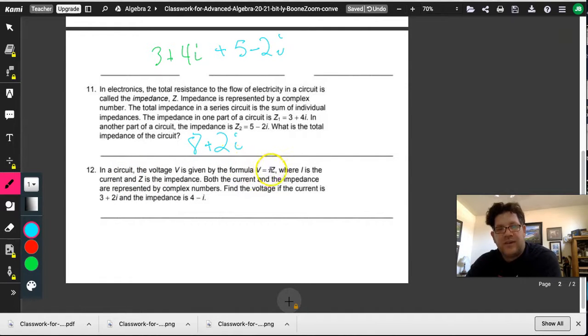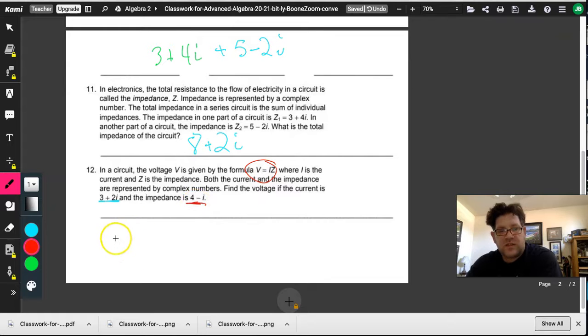All right, in the circuit, the voltage is given by the formula V equals I times Z, where Z is the impedance and I is the current. Both current and impedance are represented by complex numbers. Find the voltage if the current is 3 plus 2i and the impedance is 4 minus i. Lots of big words, kind of confusing, but it's really easy. So again, V equals I times Z.